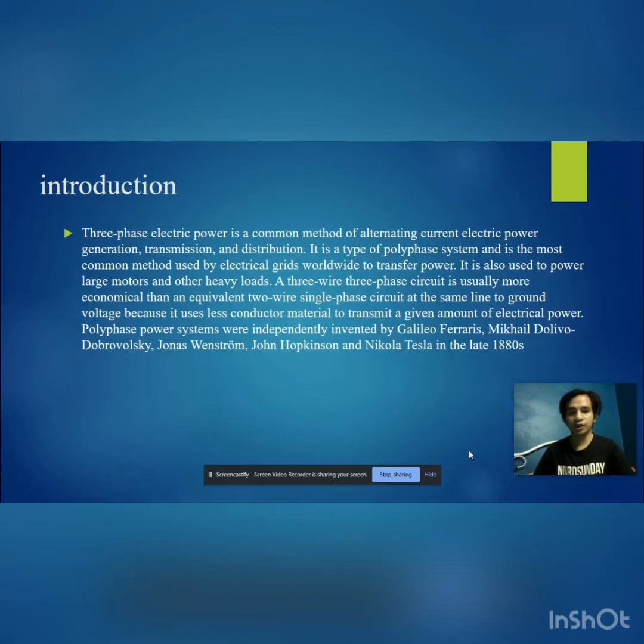Polyphase power systems were independently invented by Galileo Ferraris, Mikhail Dobrovolsky, Jonas Wenstrom, John Hopkinson, and Nikola Tesla in the late 1880s.